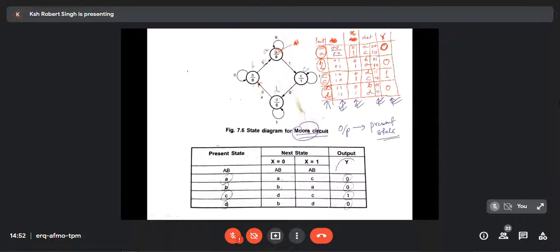That's why the output does not depend on x is equal to 1 or x is equal to 0. Here it depends on x is equal to 0, but when x is 1, the output does not depend.